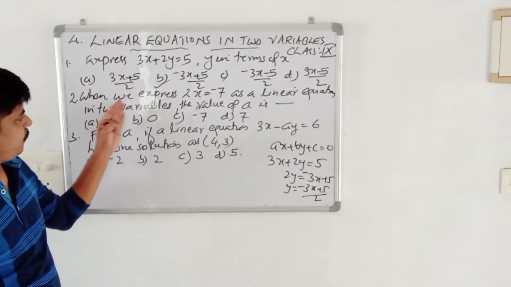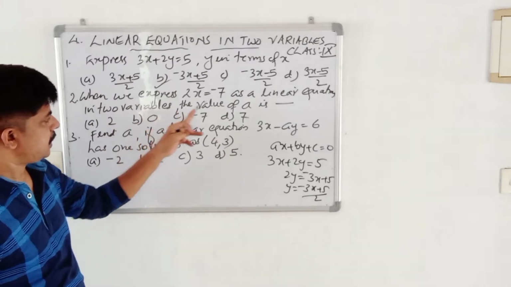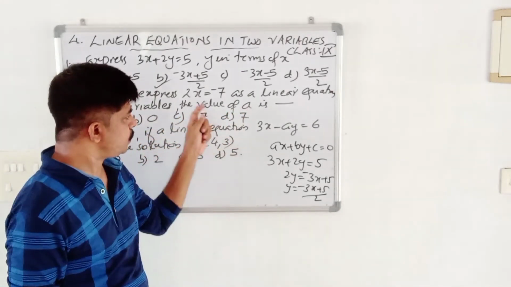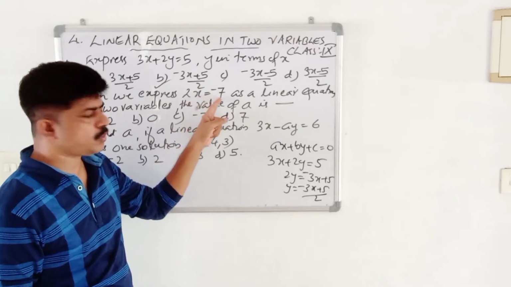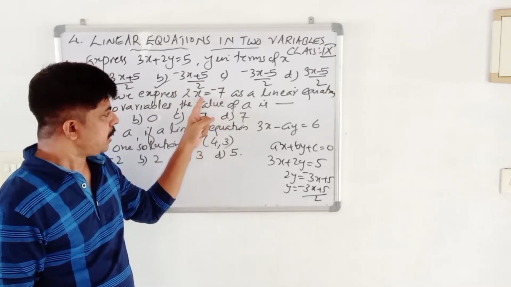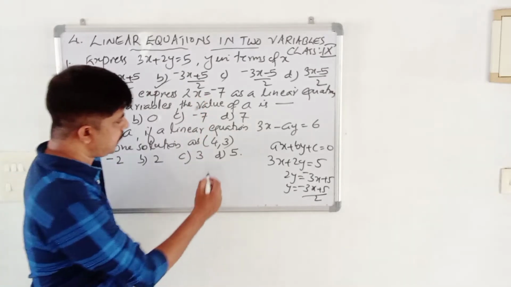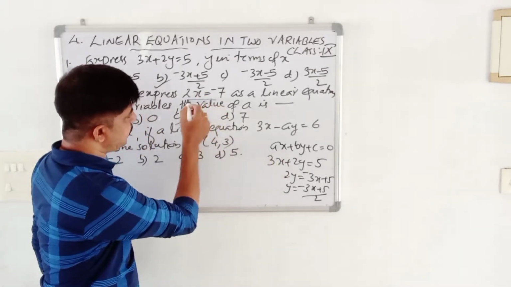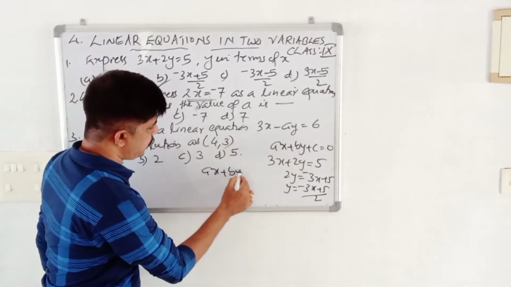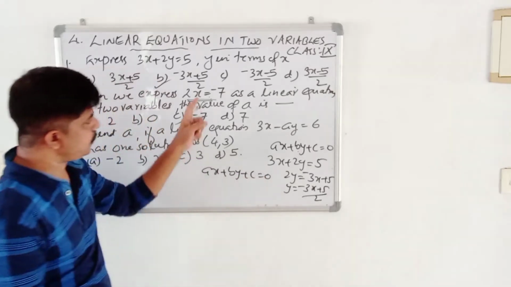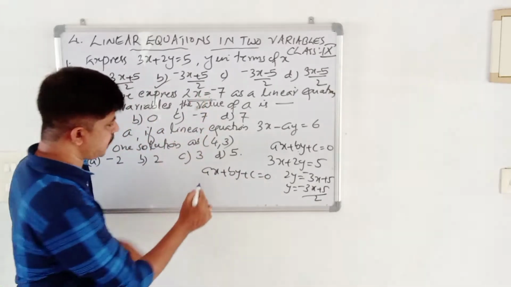Moving to the next question. When we express 2x equal to negative 7 as a linear equation in two variables, the value of a is what? First of all, this should be expressed as a linear equation in two variables. The term y is missing there, therefore it can be expressed. We just have to compare this equation with ax plus by plus c is equal to 0. We don't have a y term here.